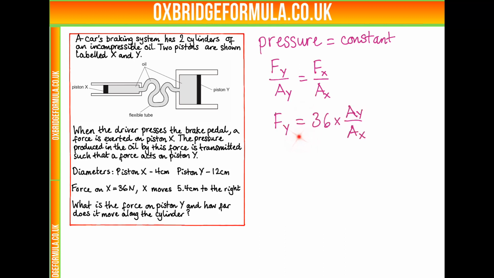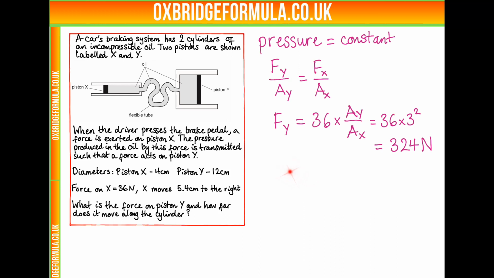And so we get Fy equals 36 newtons, that force on X, times the ratio of these two areas. So we shouldn't need to work these areas out individually because we know the diameters and we just need a ratio. So this should be 3 squared, the factor of 3 from 12 over 4. And because we have an area, so 36 times 3 squared, which is 9. And then what answer do we get for the force? 324 newtons. So the force on piston Y is 324 newtons using this constant pressure principle.